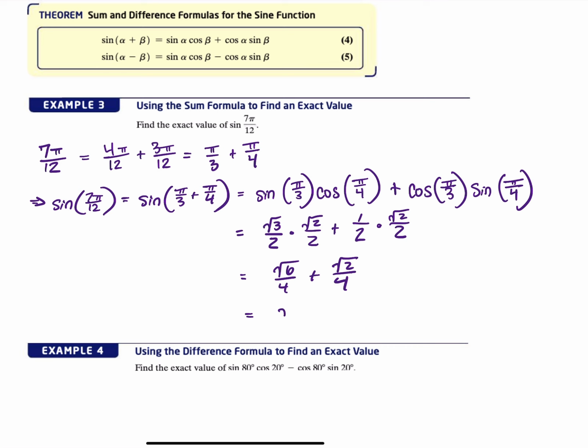So just like last time, we can write it as a single fraction or pull out the 1/4. So 1/4 times root 6 plus root 2. We can't combine these two together even though they're both under square roots. We can't add them like terms. If they were multiplied, we could multiply them into each other, but it would have to be 2 root 6s or something for us to combine them together.